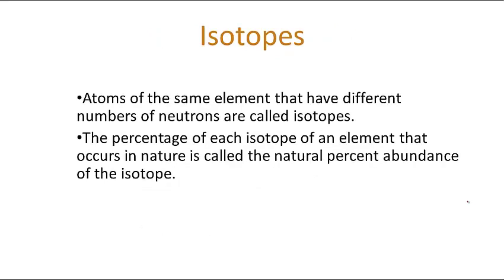And here, I didn't give you this note earlier, but atoms of the same element that have different numbers of neutrons are called isotopes. And the percentage of each isotope of an element that occurs in nature is called the natural percent abundance of that substance. And next time we're going to talk about isotopes a little bit more.